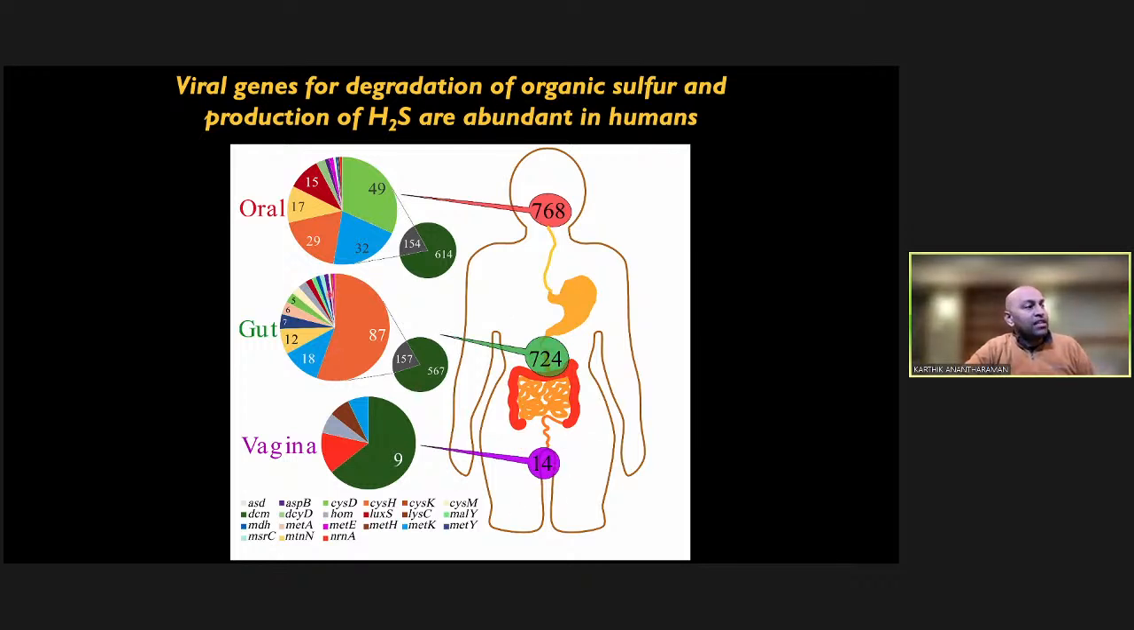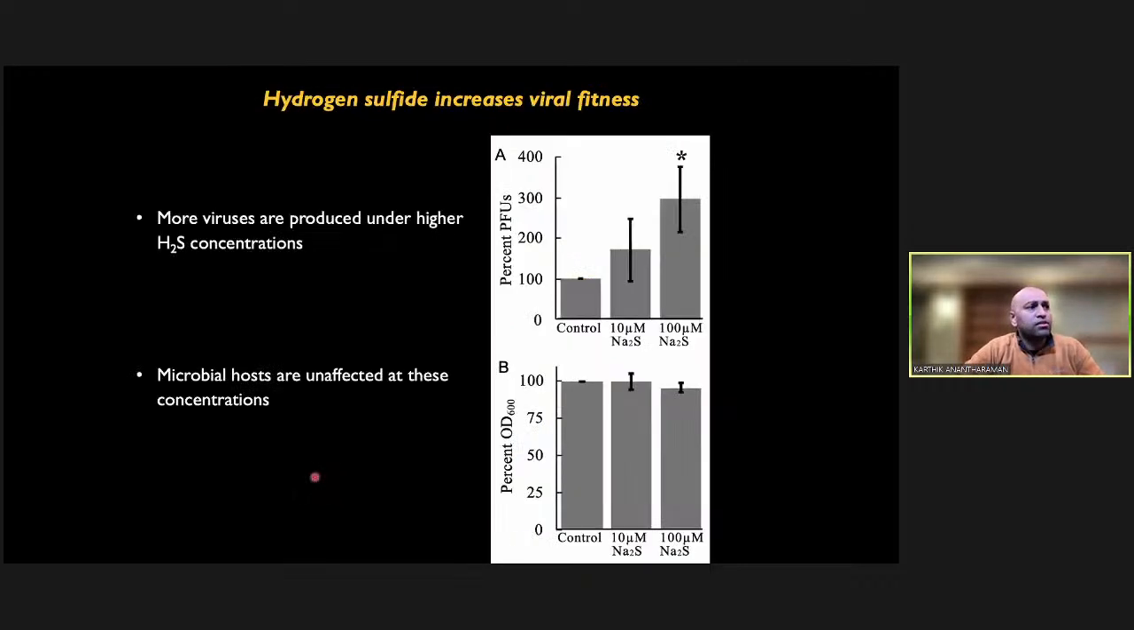But if you look at, say, these 3 pie charts, you can see different colors. So the take-home message really here is that the composition of genes associated with sulfur transformations is very different in oral systems versus the gut systems versus the vagina. Now, if you're wondering, why would viruses carry genes for production of hydrogen sulfide and sulfur transformations? The answer is that hydrogen sulfide seems to increase viral fitness.